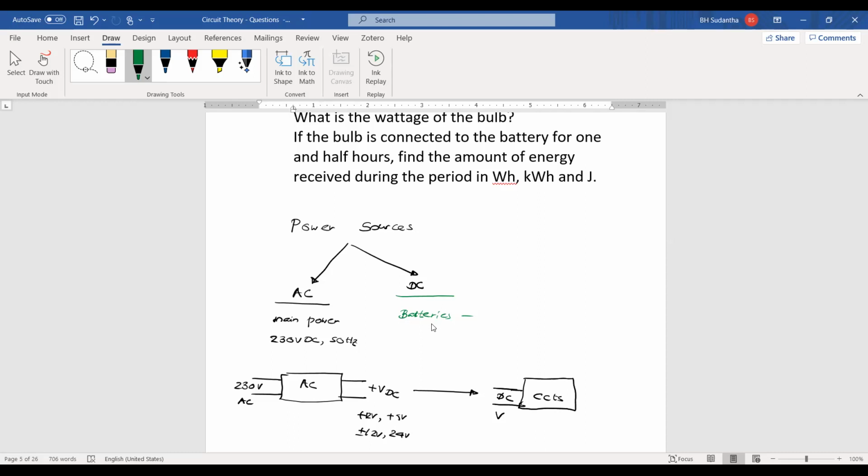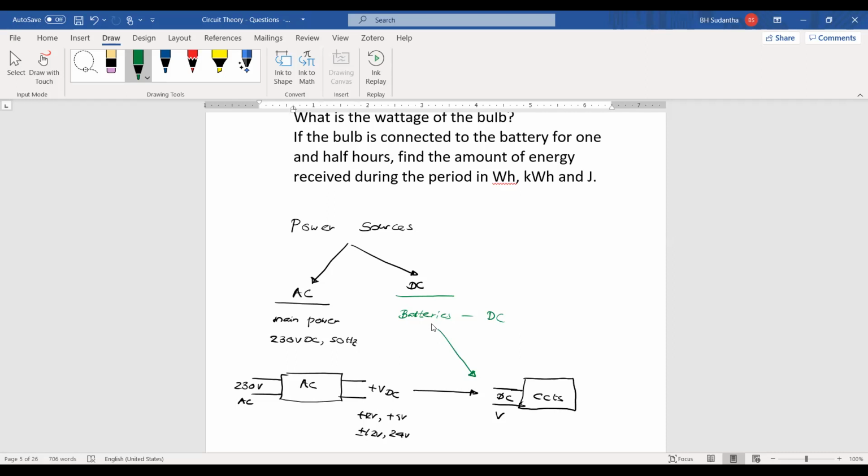I'll provide a small note regarding these batteries and what type of batteries we can use, and then you can have this lecture material. But that's for your information. Most of the time, the batteries are DC. Then we can directly provide that power to the circuits also.